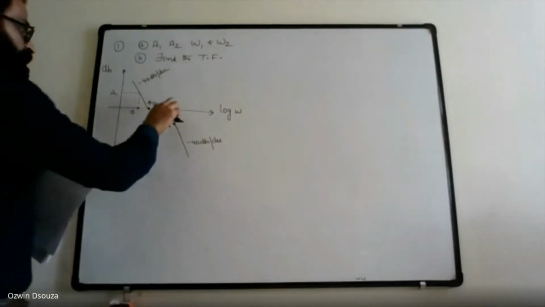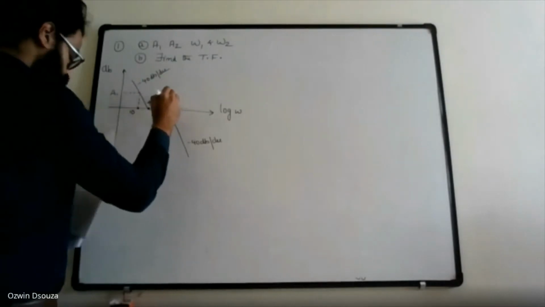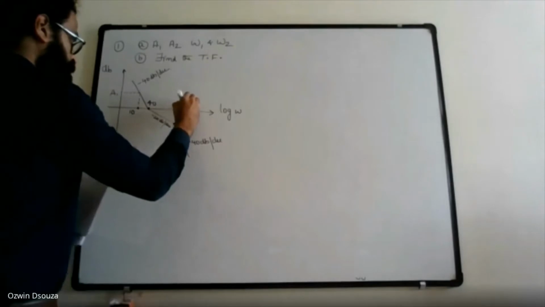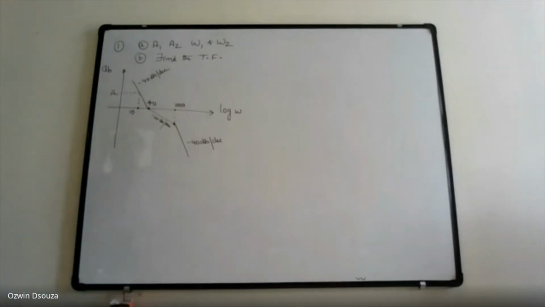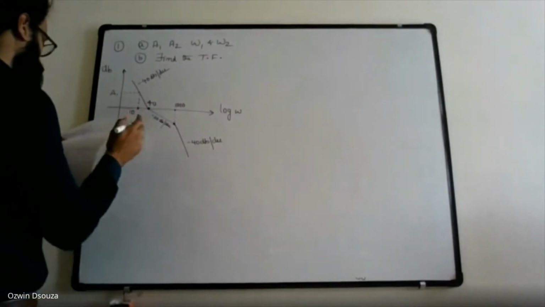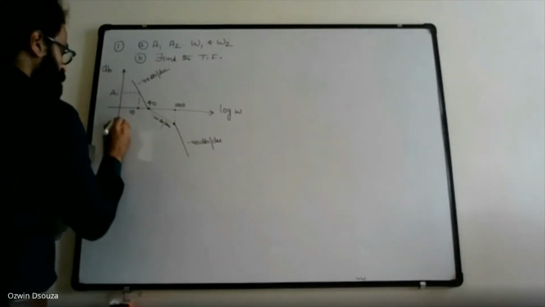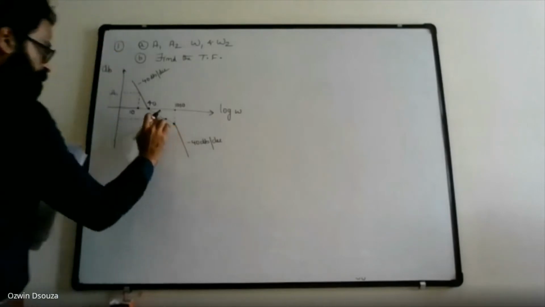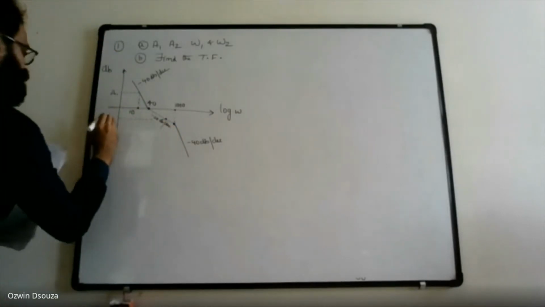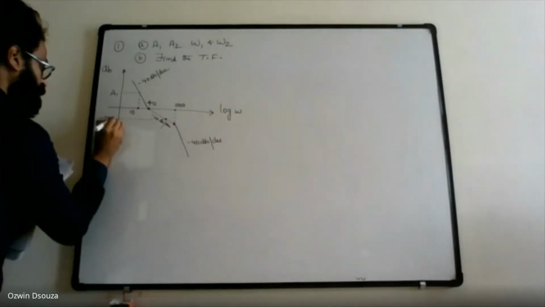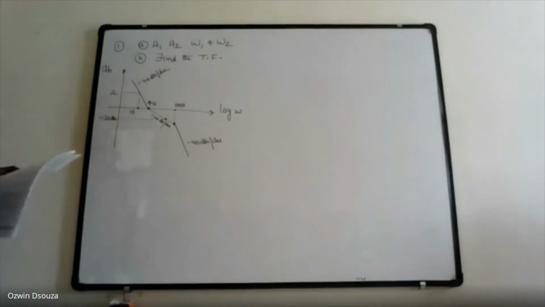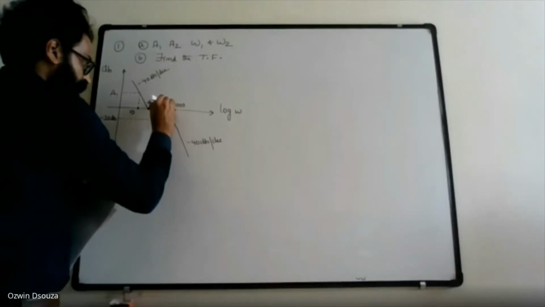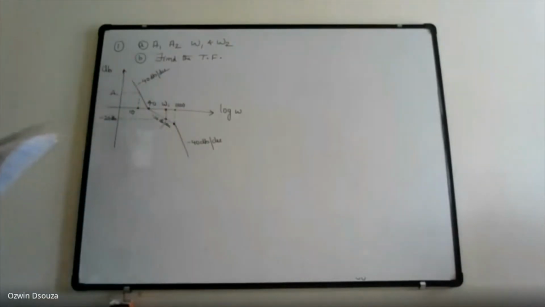Sorry, that's not omega 1. That's 1000 radians per second. And somewhere here, some magnitude they have taken, and that magnitude found to be minus 20 decibel. And the corresponding frequency you need to determine. So that's omega 1. All right.